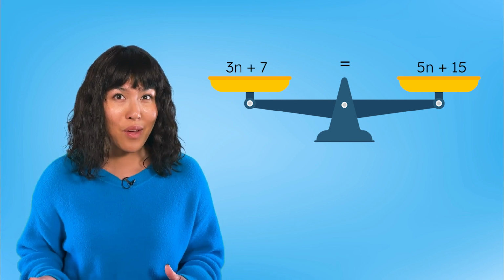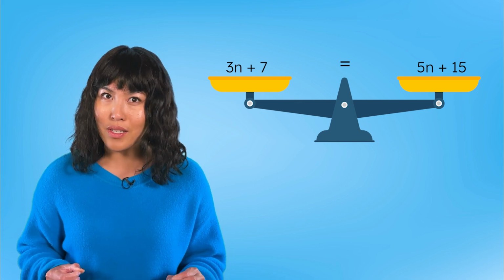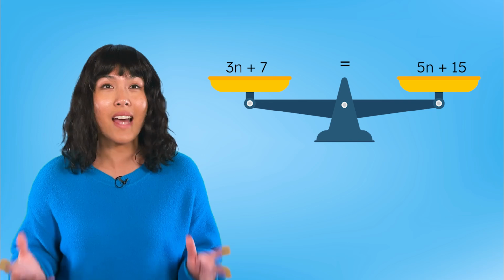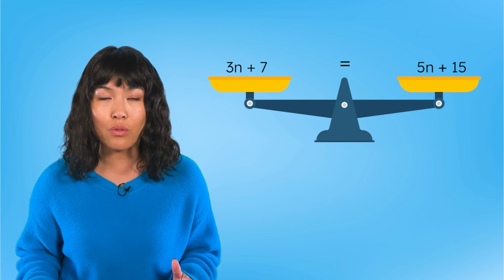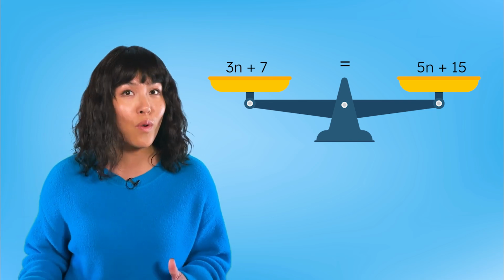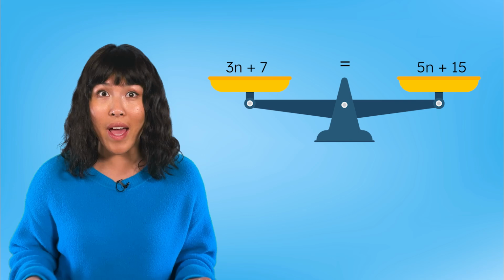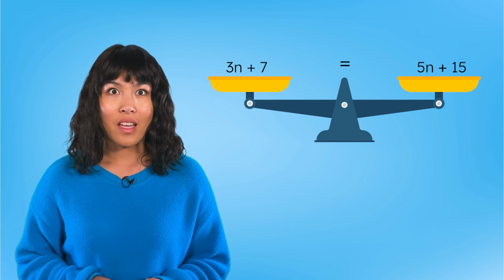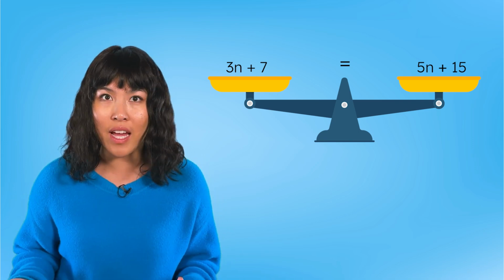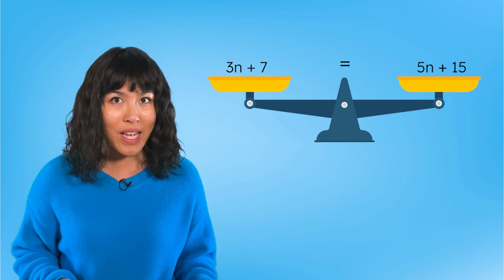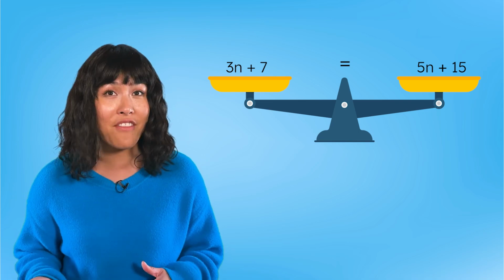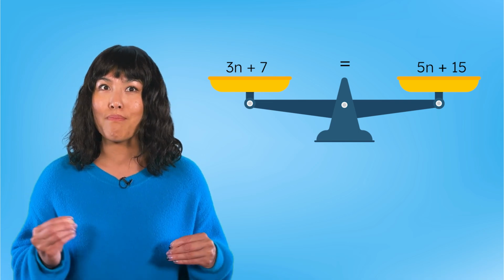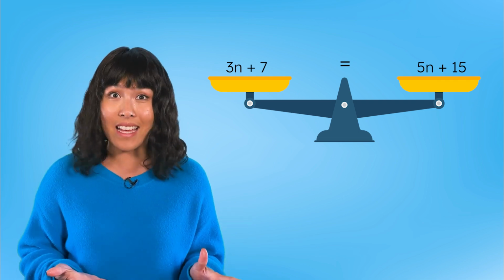I can do anything I want to an equation as long as I do the same thing to both sides. What could I do to both sides of this equation to turn my two n terms into one n term? Oh, what if I subtract 3n from both sides? Taking 3n away from the left and taking 3n away from the right will keep this balanced, no matter what n is worth.